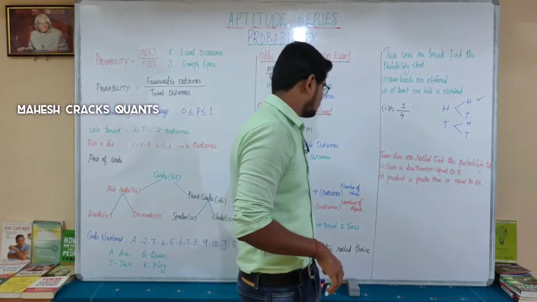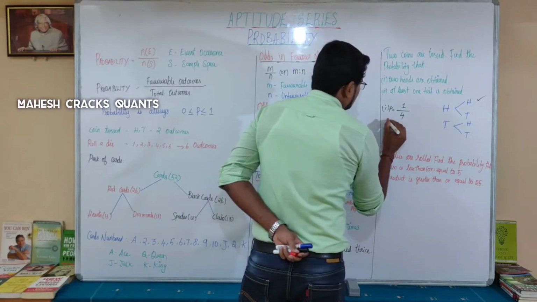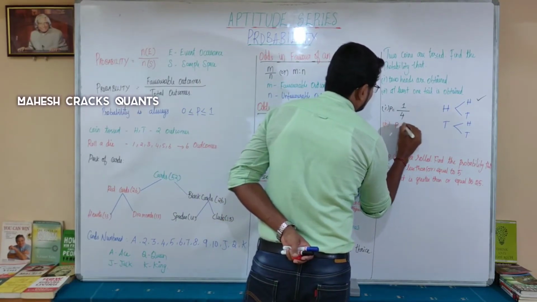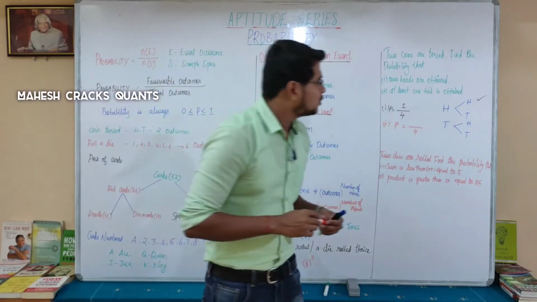The second question. The next one is getting at least 1 tail. At least 1 tail means what?